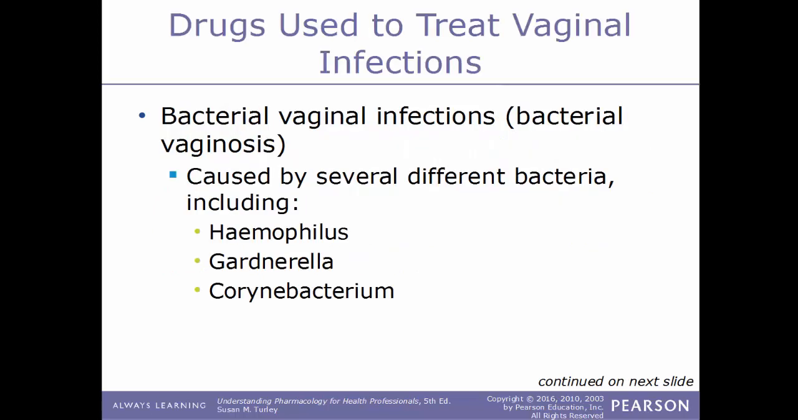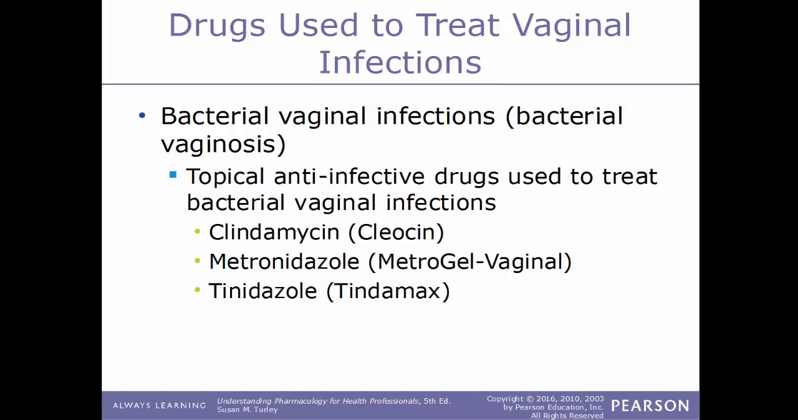When it comes to bacterial vaginal infections, also known as bacterial vaginosis, these can be caused by several different types of bacteria, including Haemophilus, Gardnerella, and Corynebacterium. Now, bacterial vaginal infections are treated with topical anti-infective drugs. And some examples of this kind of drug would include clindamycin, known by the trade name Cleocin, metronidazole, known by the trade name MetroGel Vaginal, and tinidazole, known by the trade name Tindamax.